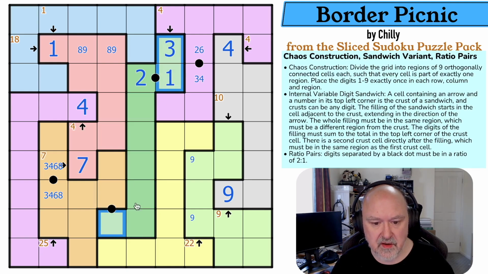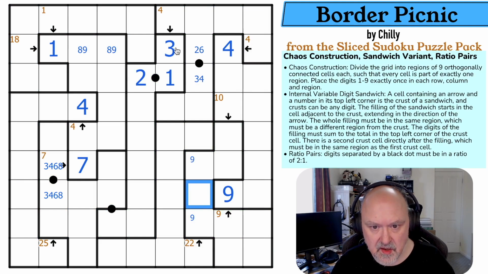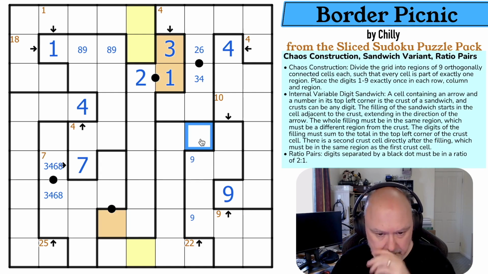These cells here are 1, 3. Well, that can't be 1, 3. I am going to get rid of all the coloring because I've got my regions in now. And these cells here are these cells here. So orange and green are the same.